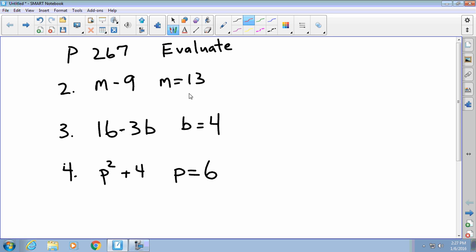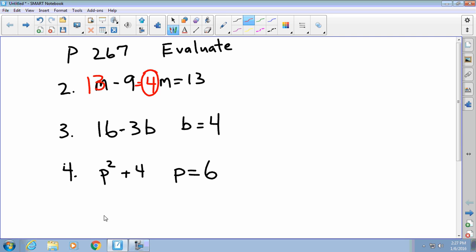So what we essentially need to do is plug in 13 where the m is. So I am just going to write 13 on top of that m. And our problem becomes 13 minus 9. Well, if you do 13 minus 9, you are going to get your answer of 4. And that would be the answer for number 2. So all I do is take my 13 and plug it in where the m is.